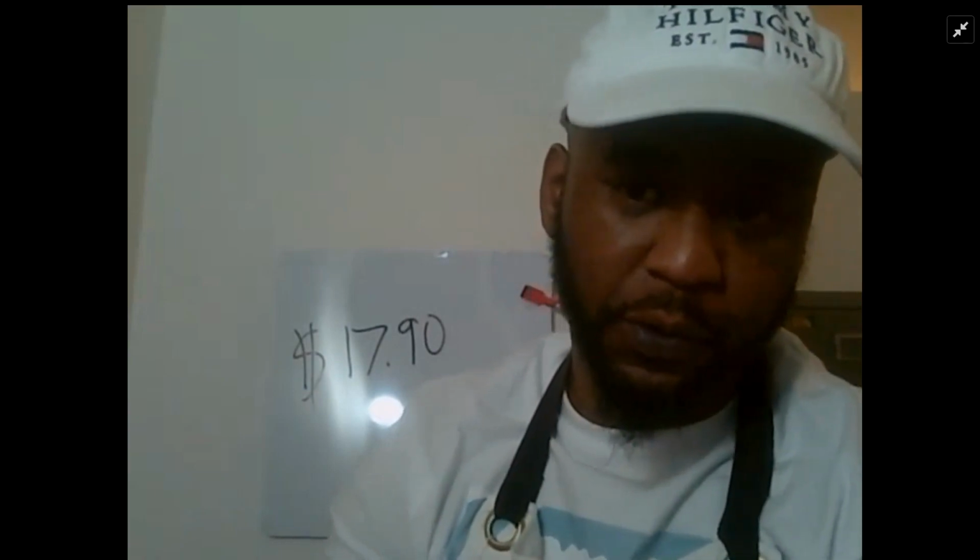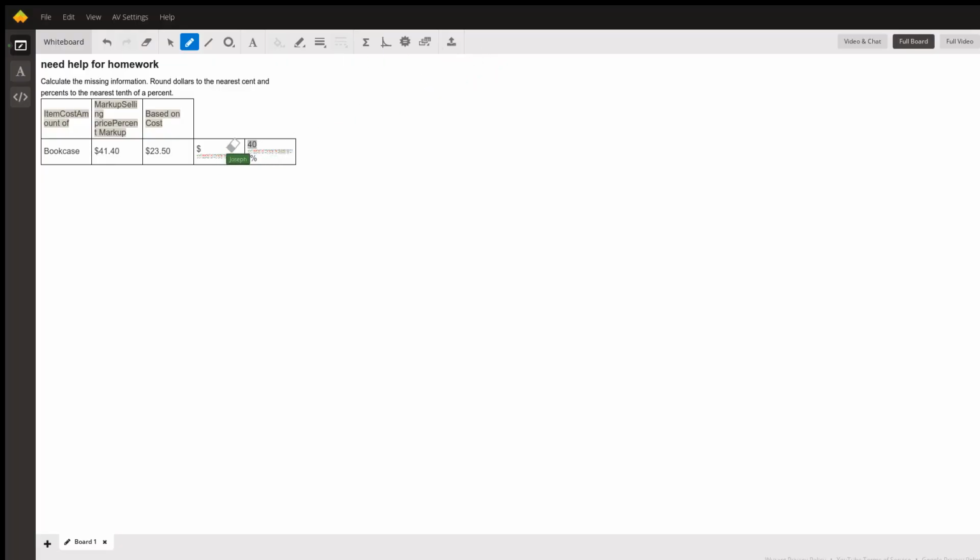I'm going to go back to the board. This looks like this box right here. That's the variable that you need to find. So we need to solve for x. We have the percentage, we have the beginning price, and we have the ending price.